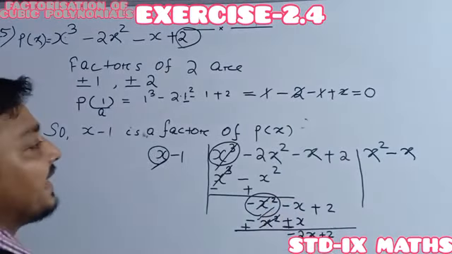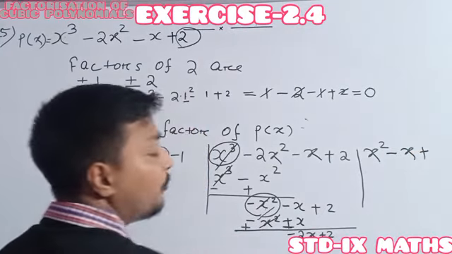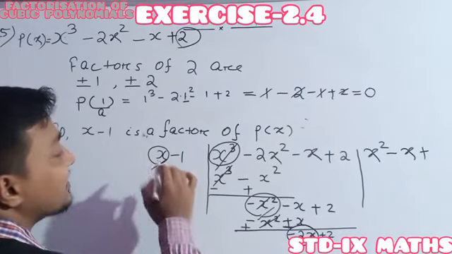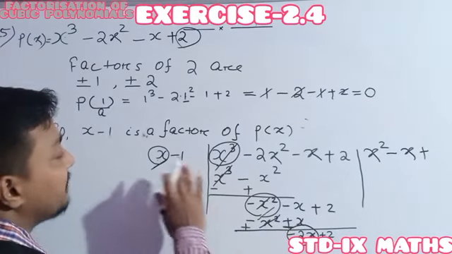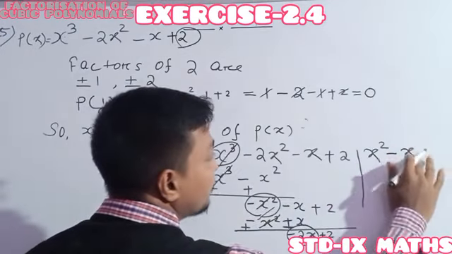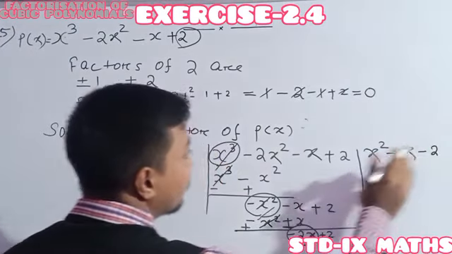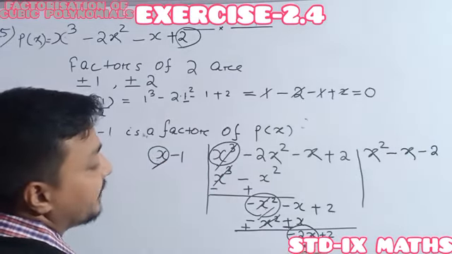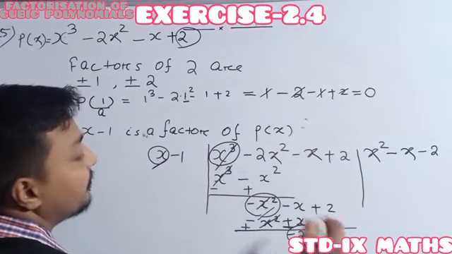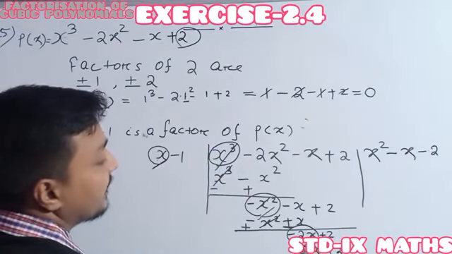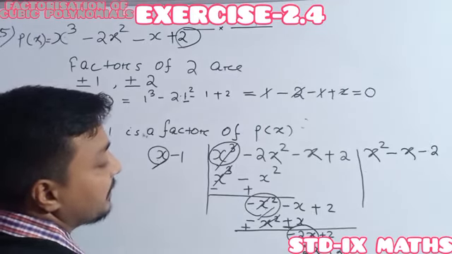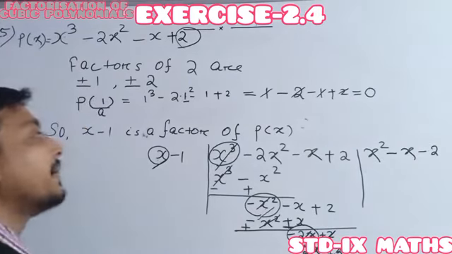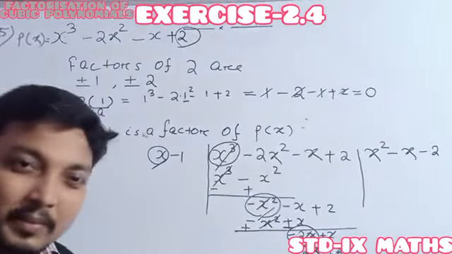The next term of the quotient we can obtain by dividing the highest term, this one, by the highest term of the divisor. Minus 2x divided by x becomes minus 2. Now minus 2 is to be multiplied with the total divisor. Minus 2 into x is minus 2x. Minus 2 into minus 1 becomes plus 2. On subtracting, plus becomes minus and minus becomes plus. This one cancels, this one cancels. We get the remainder, which is 0. Understood? Perfectly understood or not understood?